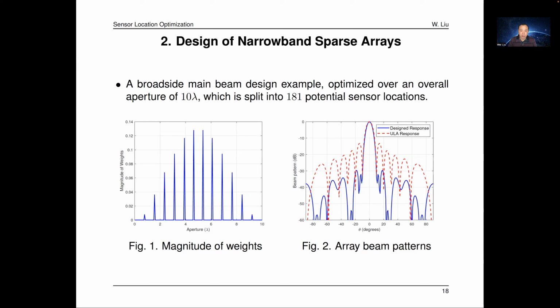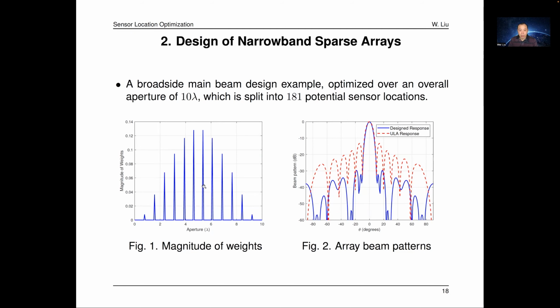So here are some design examples. First is the broadside main beam, optimized over an overall aperture of 10 lambda, which is split into 181 potential sensor locations. You see this from 0 to 10 lambda. That's the weight, the magnitude of the weight is W. You see there are 181 of them within this range from 0 to 10 lambda. Most of them are zero valued. Only these peaks are non-zero valued. You have 12 of them. So after optimization, you have 12 sensor locations left with non-zero valued beamformer coefficients.